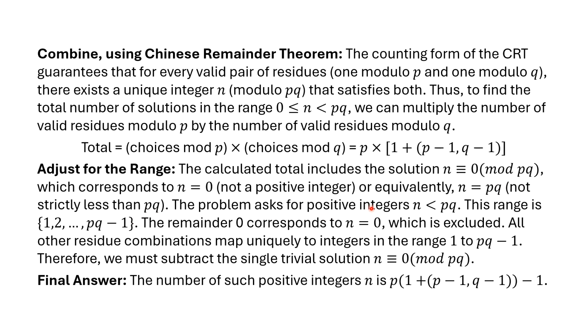The problem asks for positive integers n strictly less than pq. This range is 1 up to pq minus 1. The remainder 0 corresponds to n equals 0, which is excluded. All other residue combinations map uniquely to integers in the range from 1 to pq minus 1. Therefore, we must subtract the single trivial solution n congruent to 0 mod pq, and that'll give us our final answer. So we just take this and subtract 1 from it.